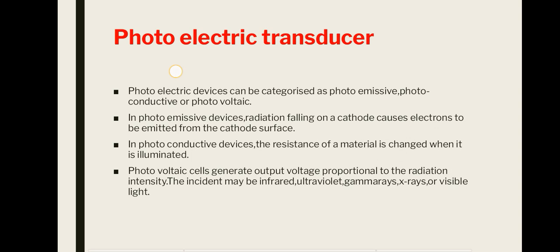A photovoltaic cell generates an output voltage proportional to the radiation intensity. The incident radiation may be infrared, ultraviolet, gamma rays, X-rays or visible light.